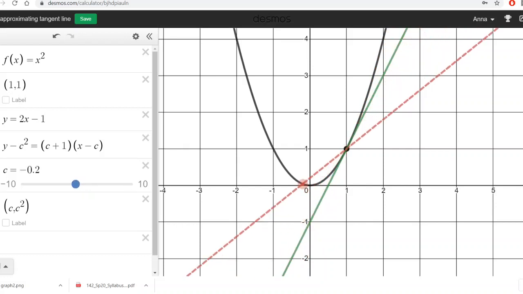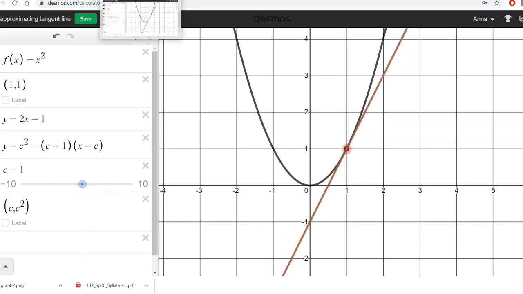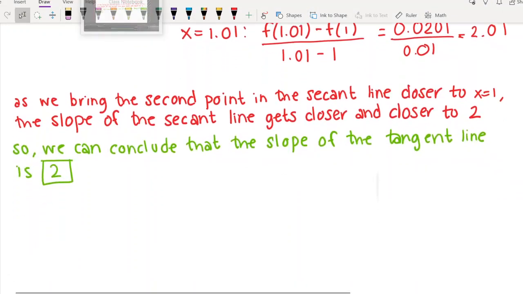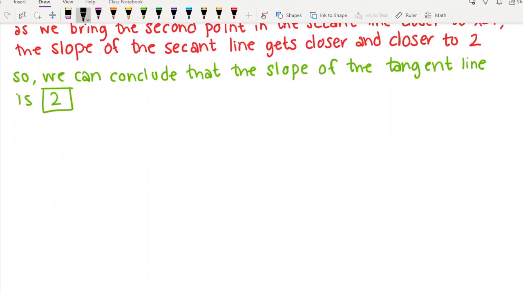And then same thing from below. So we started with points that were above 1, but we also could have started with points that were below 1. So if we had started with x is equal to 0 and then brought that point closer and closer in, we would see the same trend happening. So this is going to be the general method that you're going to use on problems like that. So let me just write that down in general.